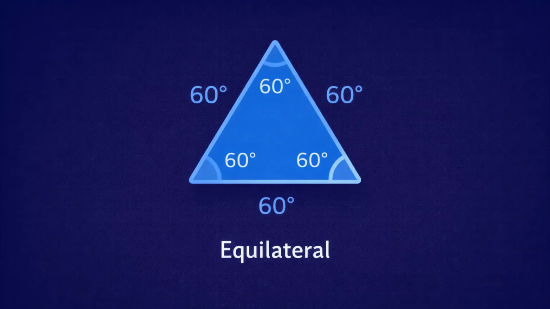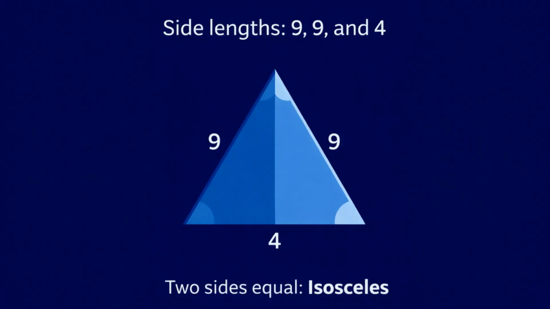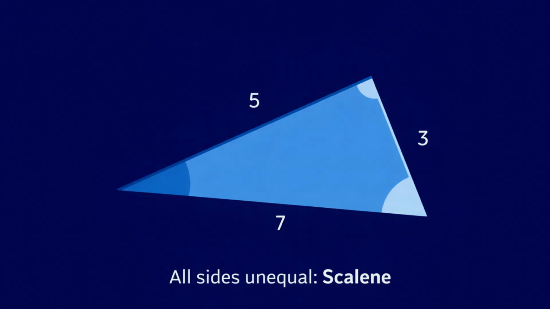So if you look at a triangle with side lengths of 6, 6, and 6, all 3 sides match, and it's equilateral. If you see a triangle with sides of 9, 9, and 4, 2 sides match, so it's isosceles. And if the side lengths are 3, 5, and 7, none match, so the triangle is scalene.